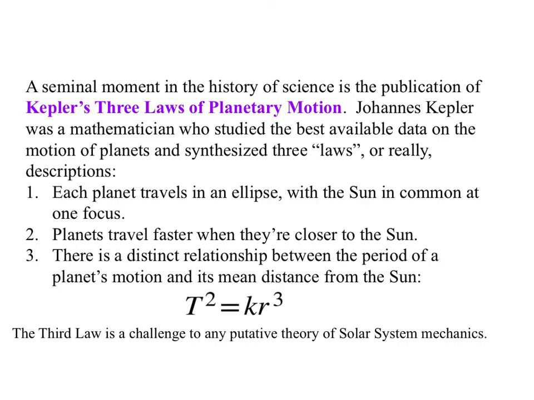A seminal moment in the history of science is the publication of Kepler's 3 laws of planetary motion. Johannes Kepler was a mathematician who studied the best available data on the motion of planets and synthesized 3 laws, or really some descriptions. This is hard to oversell. It's what established the heliocentric theory and finally displaced the geocentric theory. It was a radical change in how people looked at the world and at the heavens.